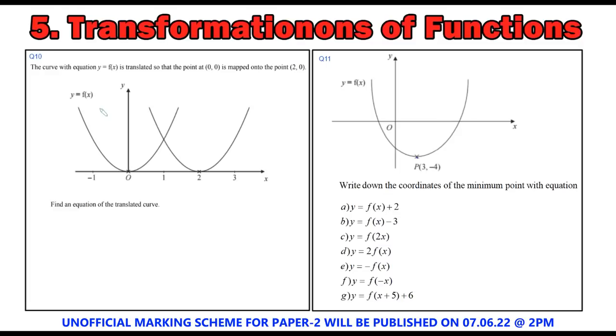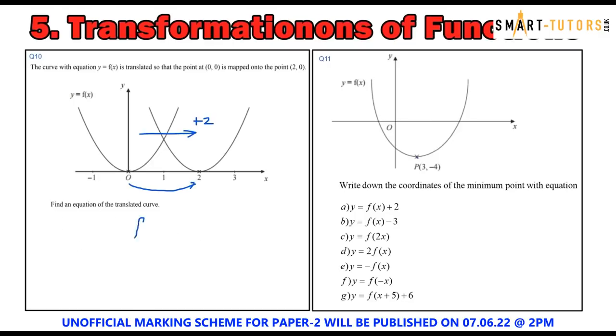Question number 10: the curve with the equation f(x) is translated so that the point (0, 0) is mapped onto (2, 0). So the (0, 0) point is mapped to (2, 0). That means the f(x) graph is moved 2 units to the right-hand side. So if it is moving to the right-hand side by 2 units, find an equation of the translated curve.